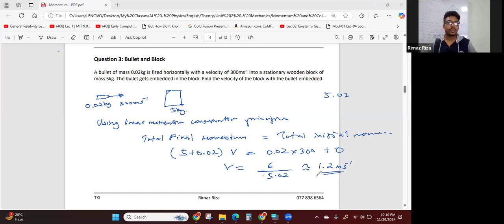Okay. So actually, if you divide this value, you get 1.19 meters per second. So in exams, you can use these approximations. That's totally fine, because there is not much difference. The difference is only 0.01, in the second decimal place, right?